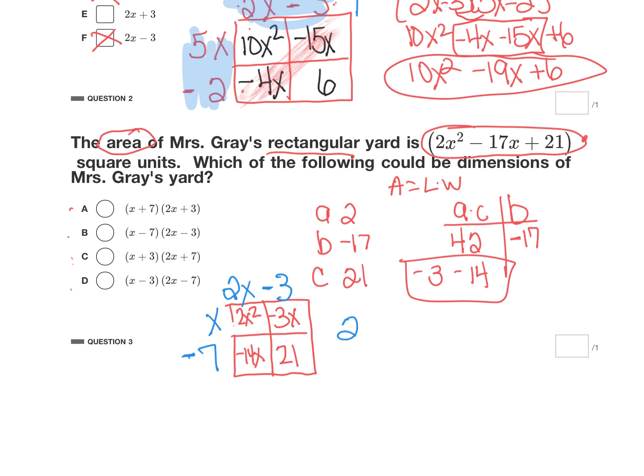So now I have my two factors, 2x minus 3 and x minus 7, and it looks like this answer choice right here.